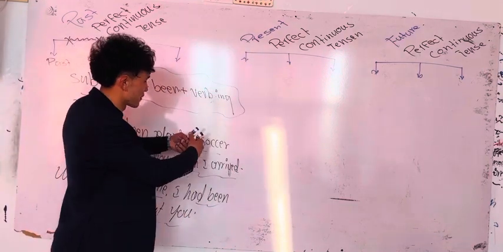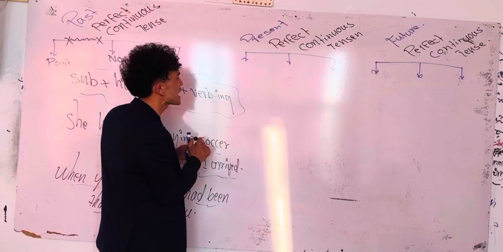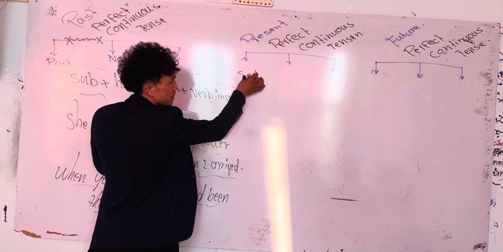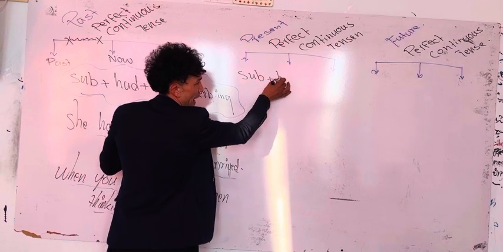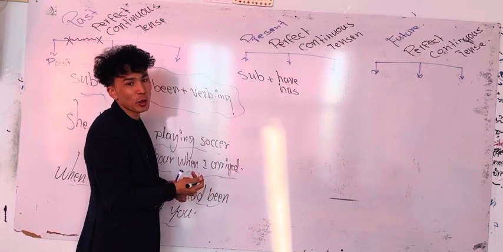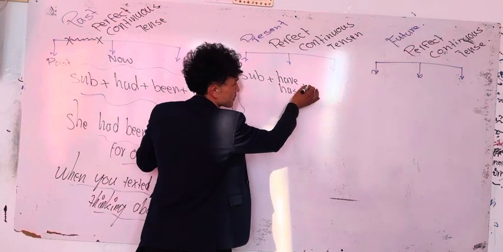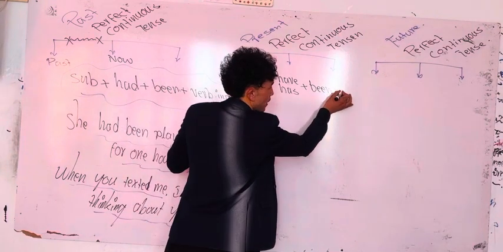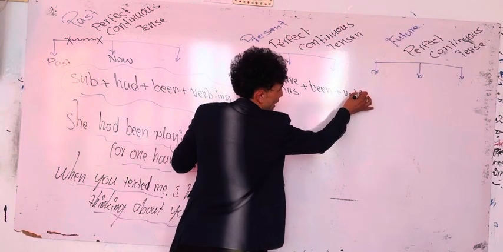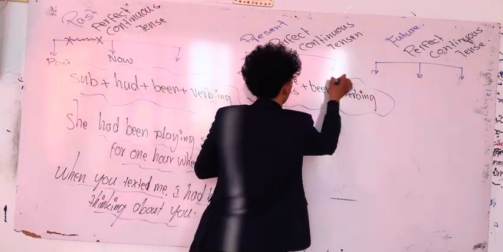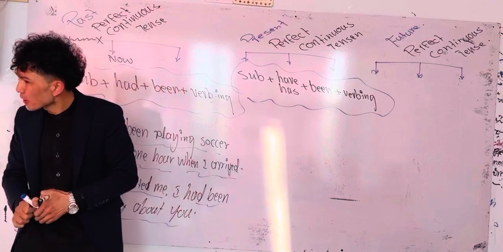Look, first up, let's go with the structure. What do you think can be the structure of present perfect continuous? Subject plus have, because this is present. Have or has plus what? Been. Again, be, being verb plus ing. This is the common structure for the present perfect continuous.